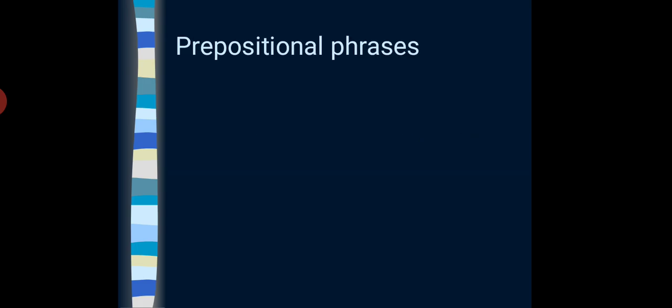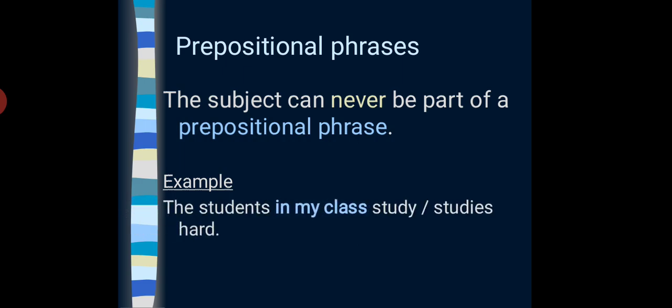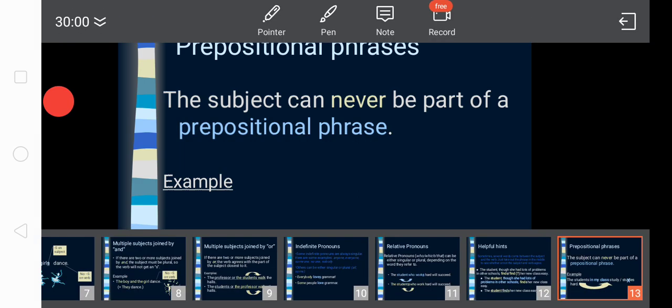It is prepositional phrases. The subject can never be a part of a prepositional phrase. What does it mean? Let's see through the example. The students in my class study or studies hard. Now if I ask what is the subject in this sentence, it is obvious that it is the students, so plural. So the verb should be study, not studies. So instead of studies, the verb should be study, because the students study. Plural subject, plural verb.